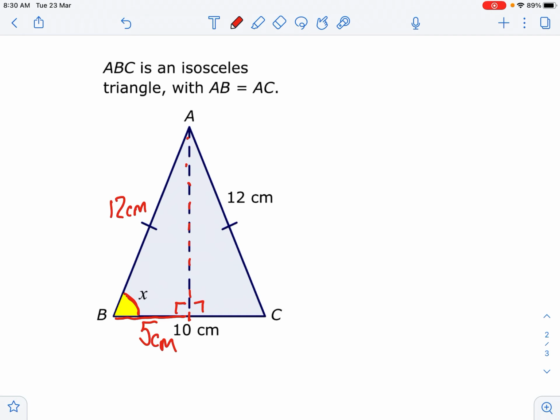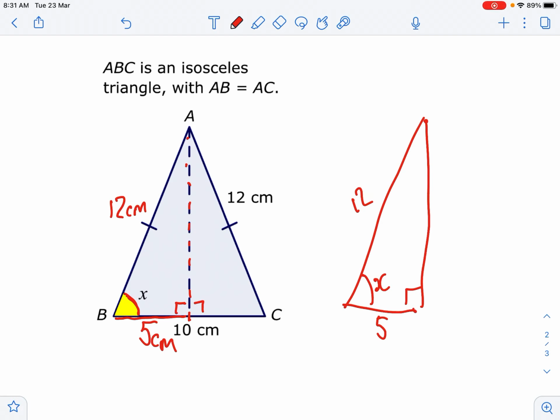That should be enough information, because if I gave you this problem with a 5 there, a 12 there, find angle X, it's a basic trigonometry problem. So it's just about spotting the right angle triangles in the isosceles. So you go on, mark it up, label hypotenuse, opposite, adjacent, and then work it out.